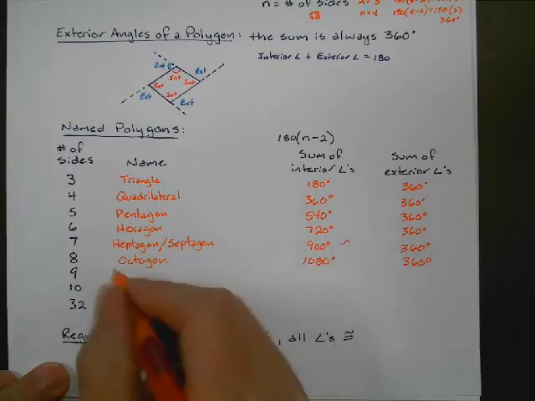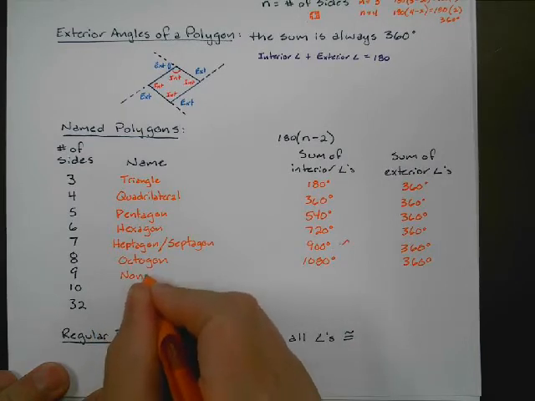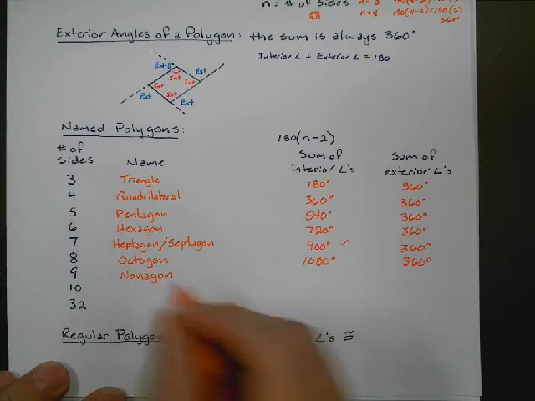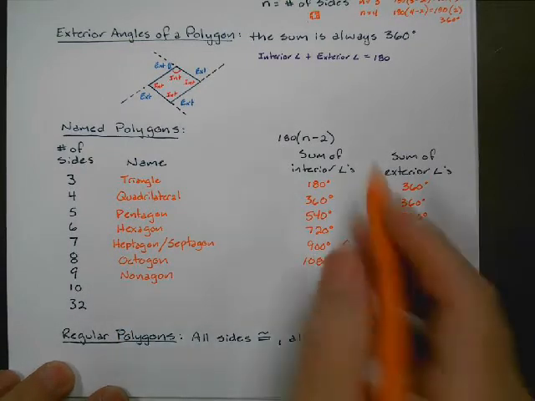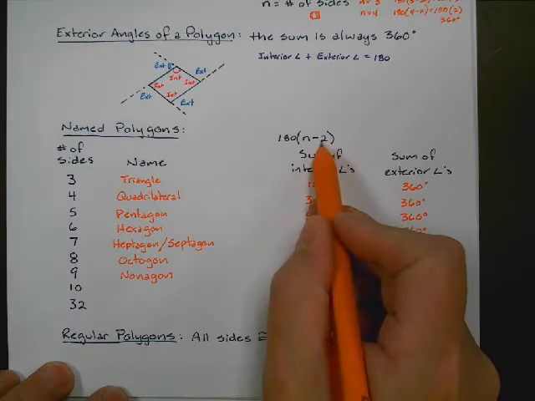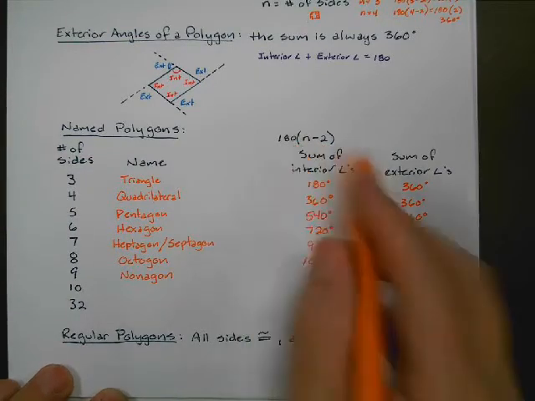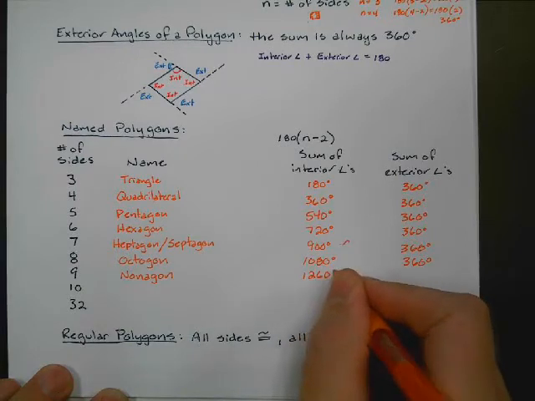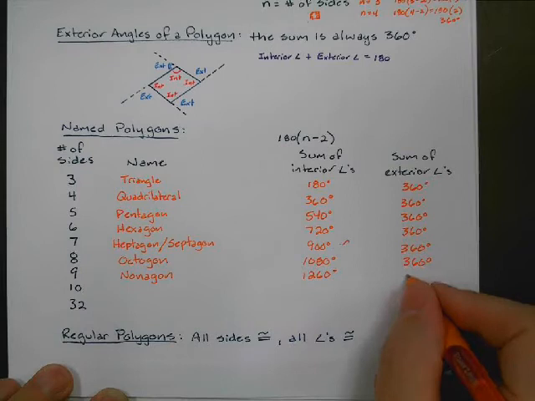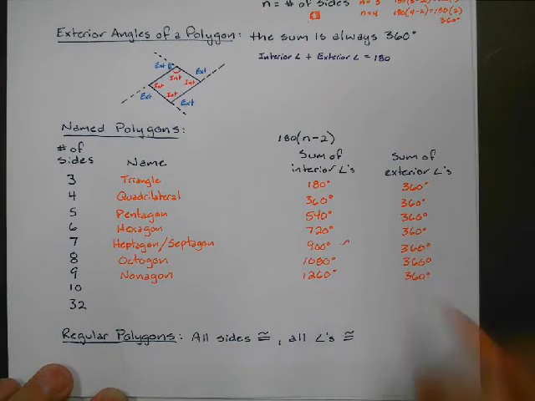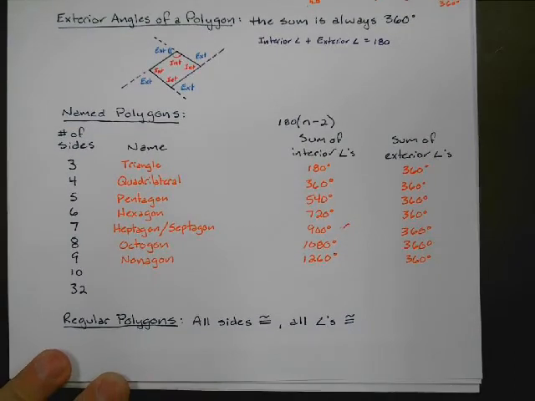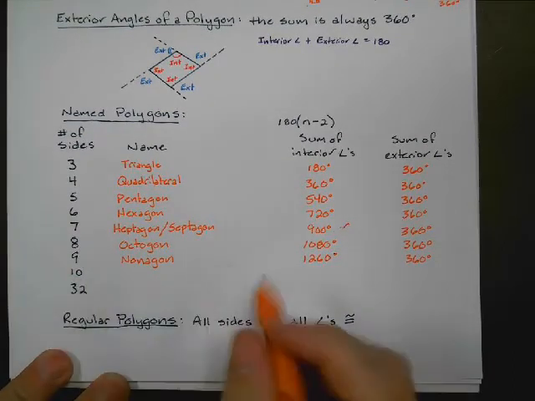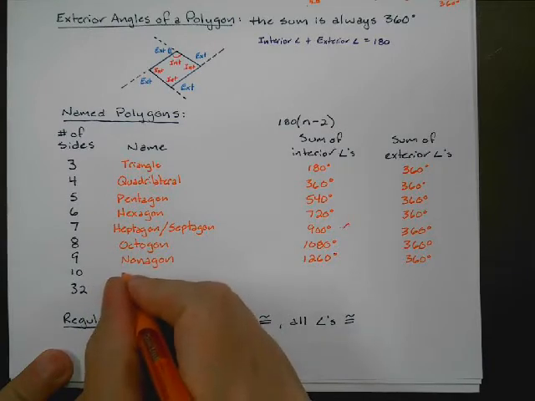9-sided object. Probably haven't heard of this one before. It's a nonagon. So I would do 9 minus 2, that's 7, times 180, I get 1260. Again, I'm just adding 180 each time. And that'd be 360 degrees for the exterior angles, because it's always 360 degrees. Okay, last one that you really have to know is a 10-sided object, and that would be a decagon.